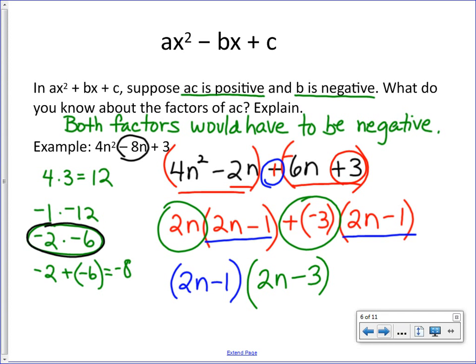And once again, you can use FOIL to check your work and make sure that if you FOILed it, you would come back and get your original problem.